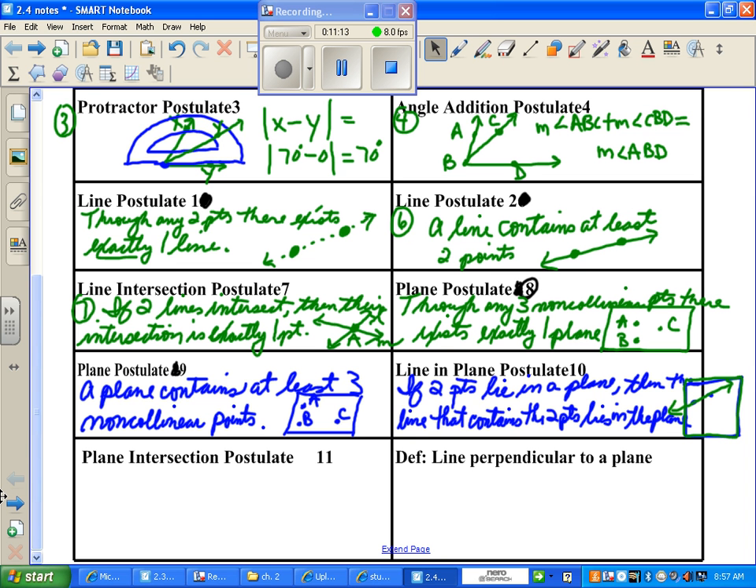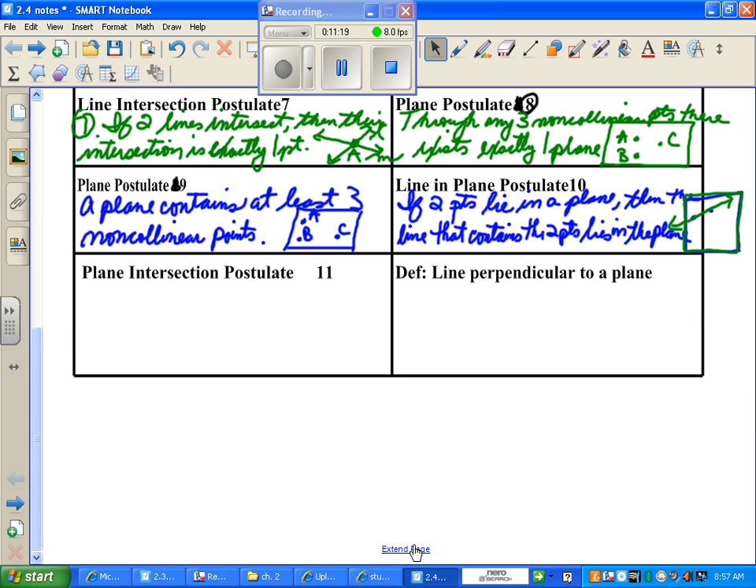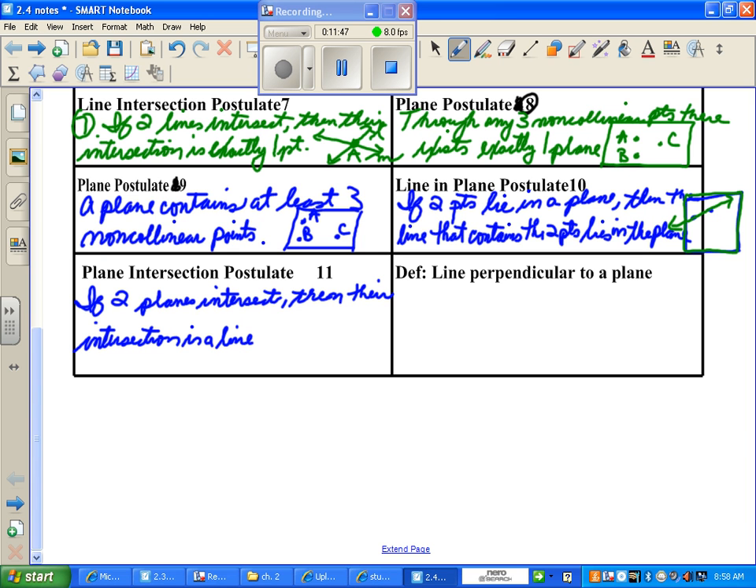Okay, postulate number 11 is the plane intersection postulate. It says this: if 2 planes intersect, then their intersection is a line. So think of 2 walls in the classroom, and I'll try to draw this.